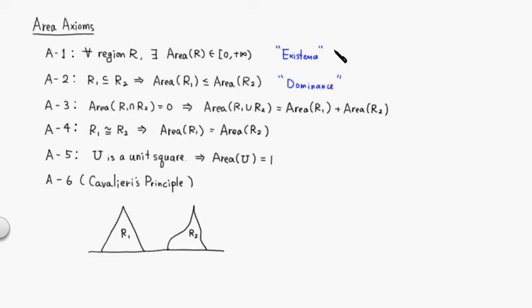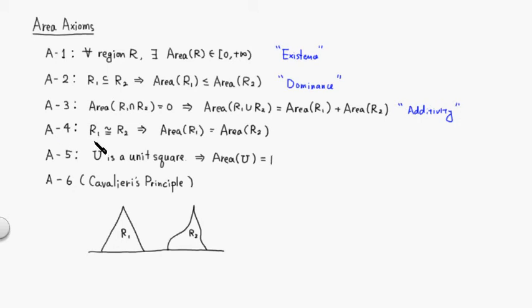All right. Then A3, if you look at the area of the intersection of two regions, which happens to be 0, then the area of the union is simply the sum of the area of R1 and the area of R2. So this is just additivity. Makes sense, right? Because the common region has area 0, so you can simply find the area of each one and add them up.